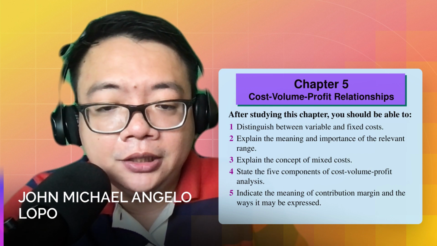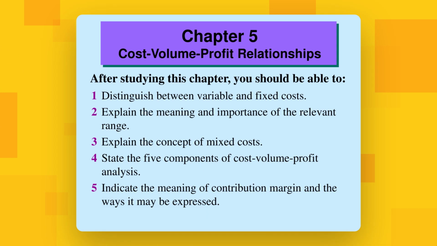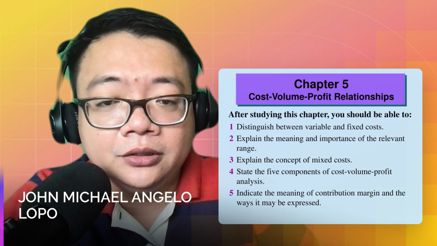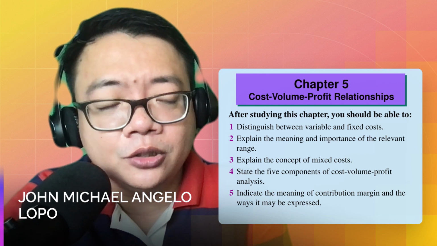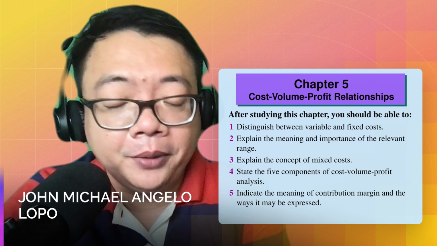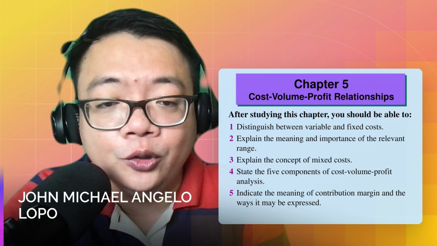Alright, so number 1, to distinguish between variable and fixed costs. Alright? And number 2, explain the meaning and the importance of the relevant range. Alright? And number 3, explain the concepts of mixed costs. So, basically, in this video, I will discuss only 1, 2, and 3. Mixed costs is that we will be able to separate the variable and your fixed costs.